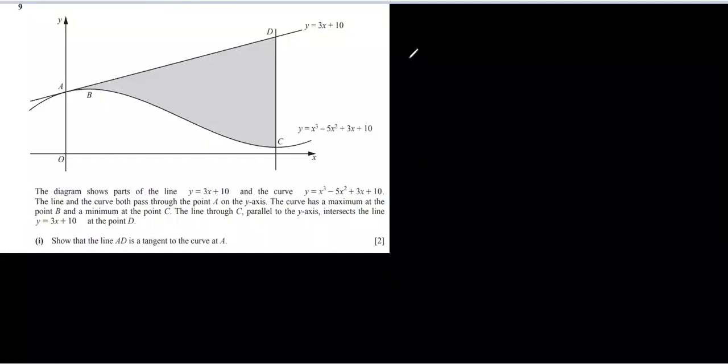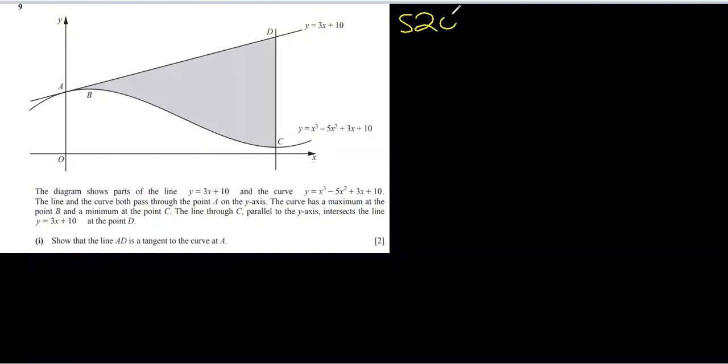This is question number 19 of summer 2015 Additional Math IGCSE, paper 13, question number 9. The diagram shows parts of a line y = 3x + 10 and the curve y = x³ - 5x² + 3x + 10. The line and the curve both pass through point A here.